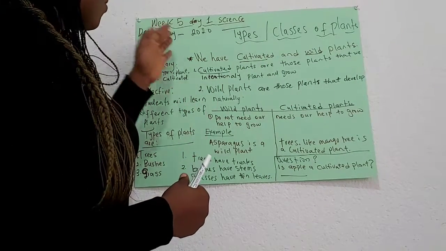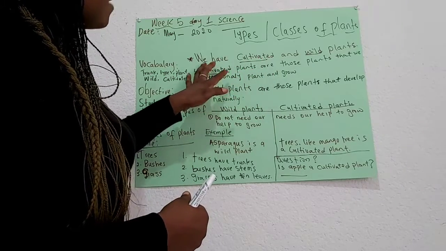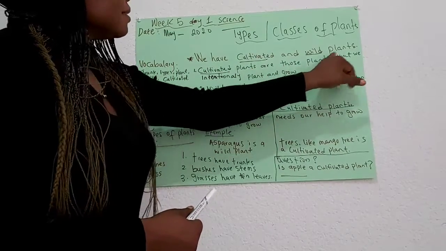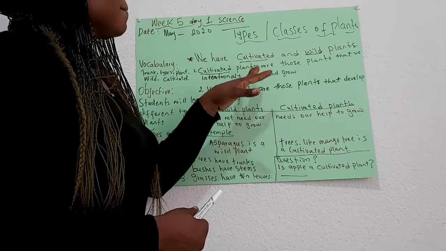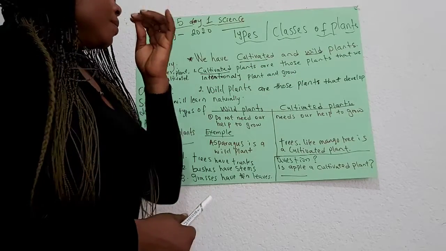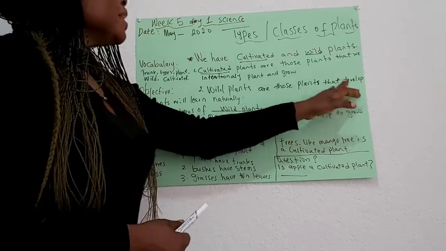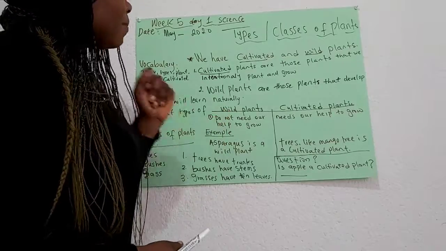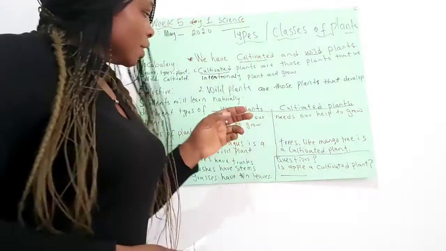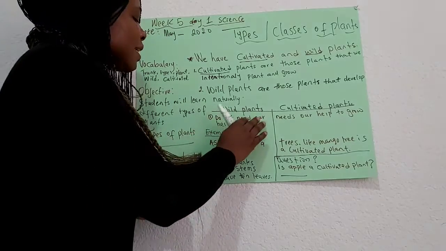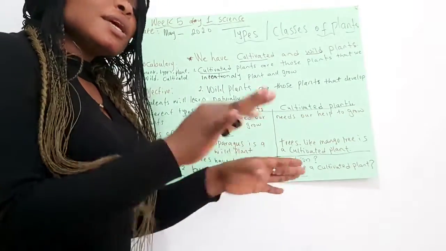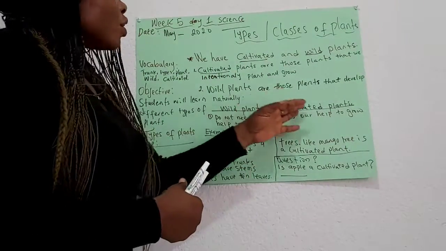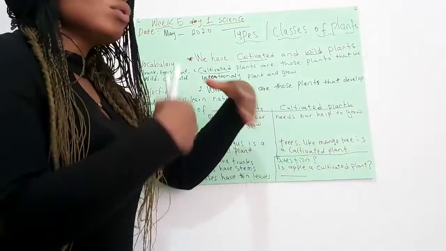So on this board, what do we have? We have cultivated and wild plants. Cultivated plants are those plants that we intentionally plant and grow. Wild plants are those plants that develop naturally. Wild plants do not need our help to grow. Like I told you, they can grow by themselves. And cultivated plants need our help to grow.